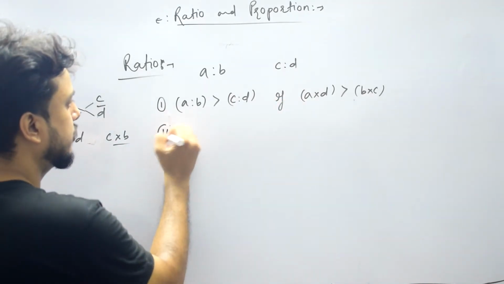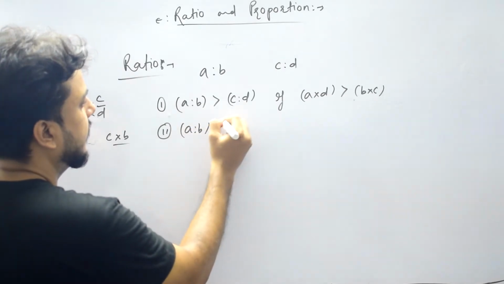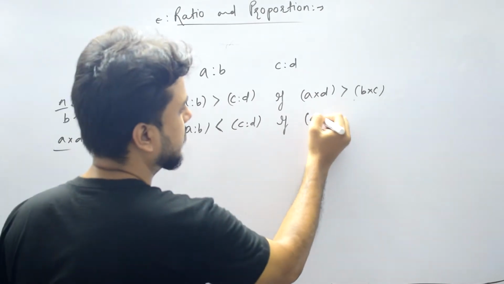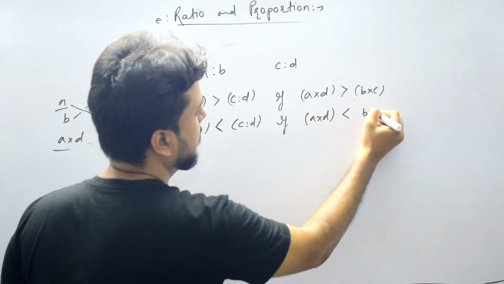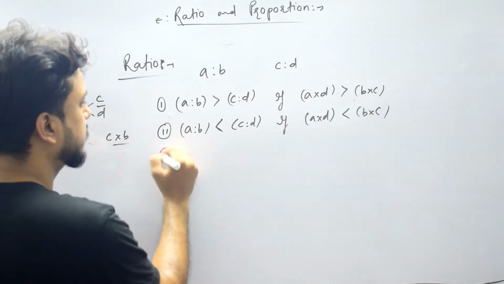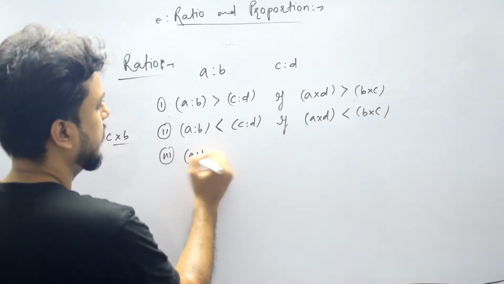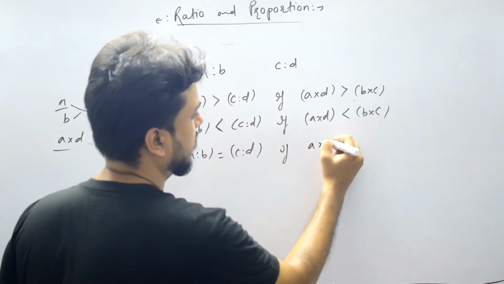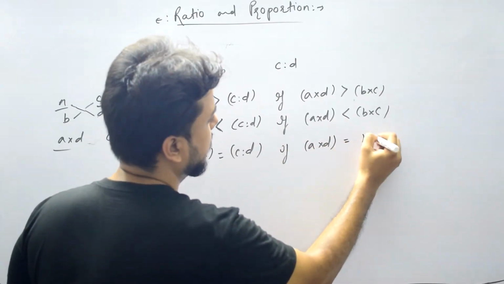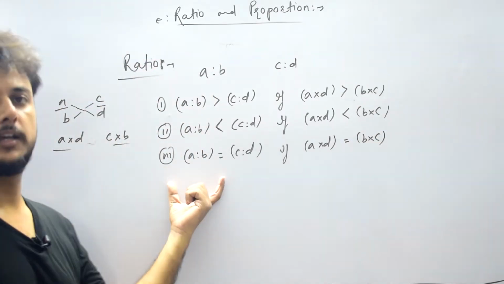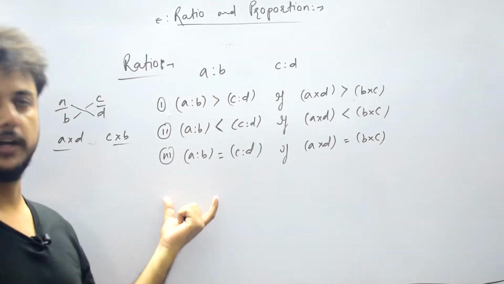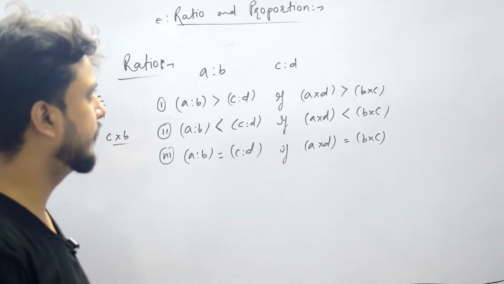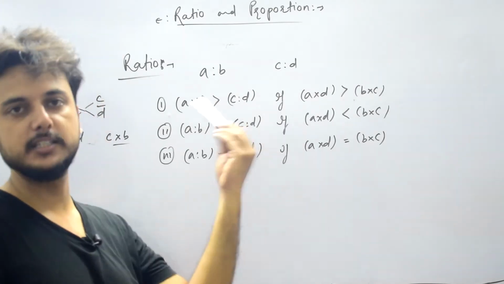Now let us see number 2. A is to B will be less than C is to D if the product A into D is less than B into C. And the third case, both will be equal, A is to B will be equal to C is to D if the product of extremes and product of means are equal, A into D equals B into C. Understood? This is the case which we have to use if we have a question in which we have to compare two ratios, that means which ratio is greater, which ratio is smaller.